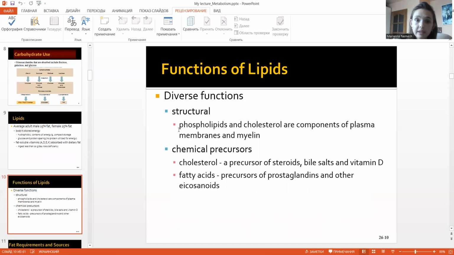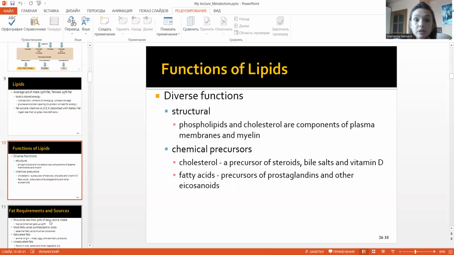The function of lipids is structural. For example, phospholipids and cholesterol are components of the plasma membrane and the myelin sheath when we discuss nerve fibers. Chemical precursors: cholesterol is a precursor of steroid hormones, of bile salts, and of vitamin D. Fatty acids are precursors of prostaglandins and other eicosanoids.